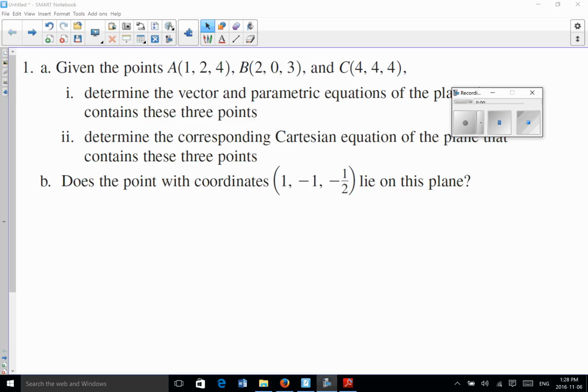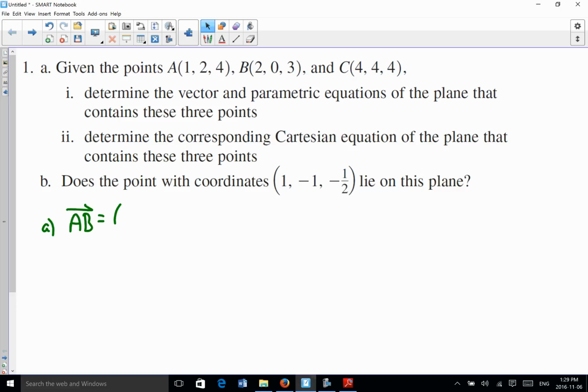Okay, in number 1, we're asked to determine the vector and parametric equations of the plane that contains points. The whole idea of a plane is that you need to have directions, right? So we need to start off by figuring out the directions that are involved in this. So let's do AB. We get 1, -2, and -1. And we could also do AC. We'll get 3, 2, and 0.